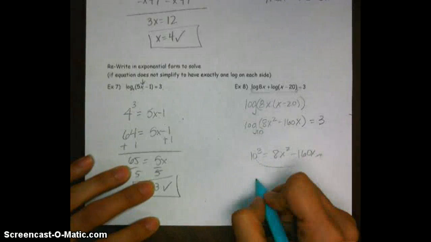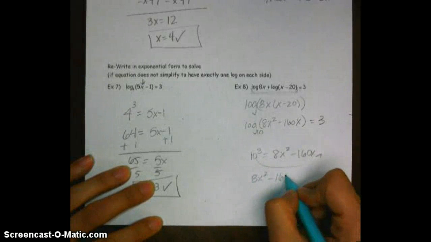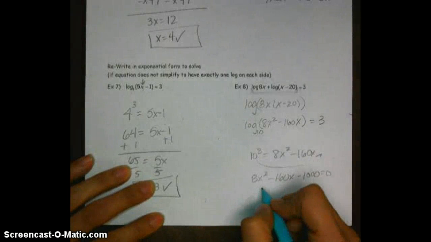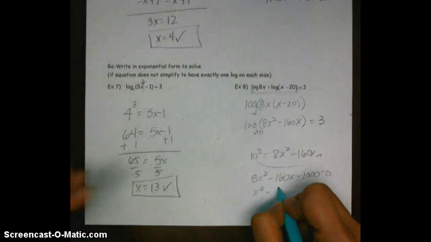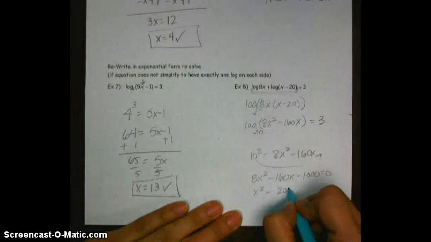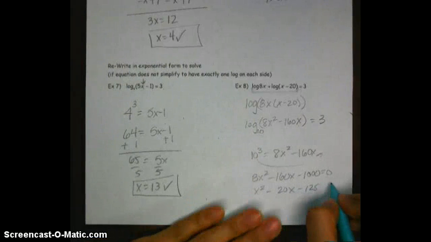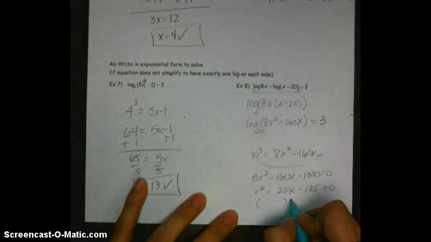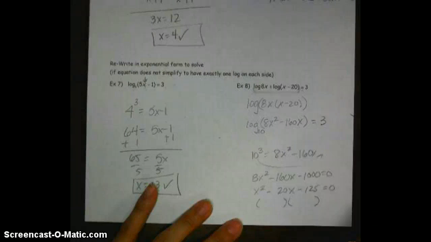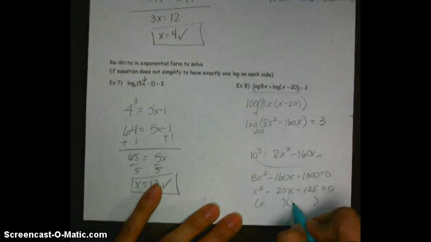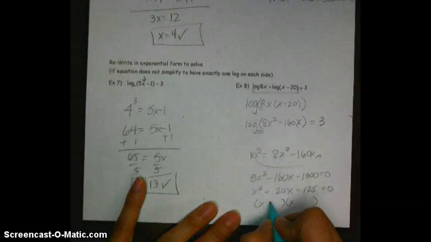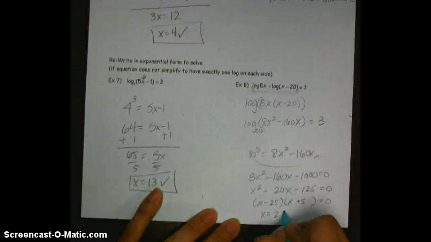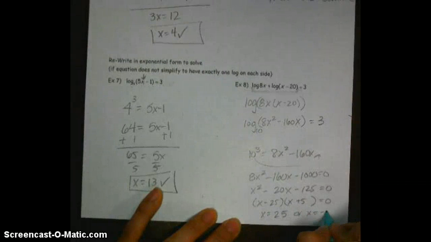We're going to move that over there because this is a quadratic. And we solve quadratics by setting it equal to 0. We're going to take out the GCF of 8 and divide by 8 on both sides. Then we're going to find the factors of negative 125 that add up to negative 20. So x can be 25 or x can be negative 5.